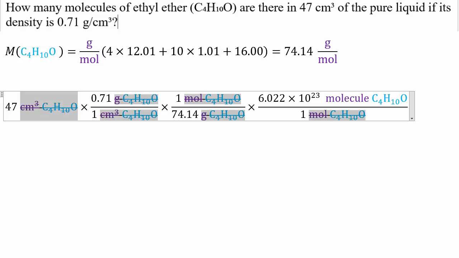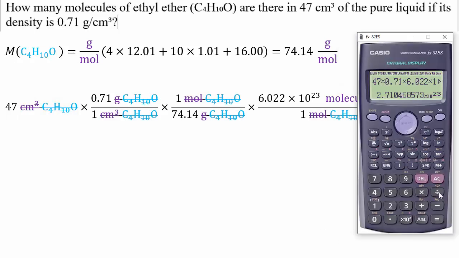We extract the significant values to enter them into the calculator and perform the arithmetic. Now we solve the arithmetic, 47 multiplied by 0.71, then multiplied by 6.022 times 10 to the 23, divided by 74.14. The raw result must be rounded.